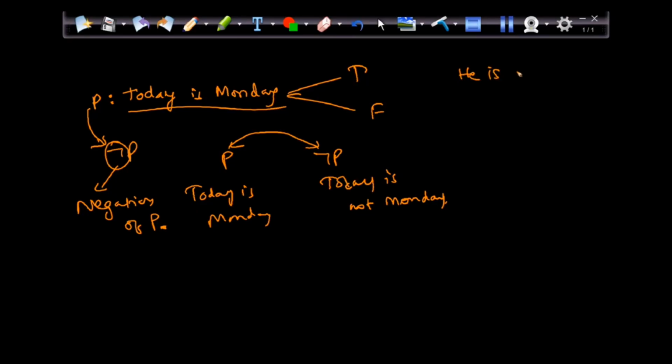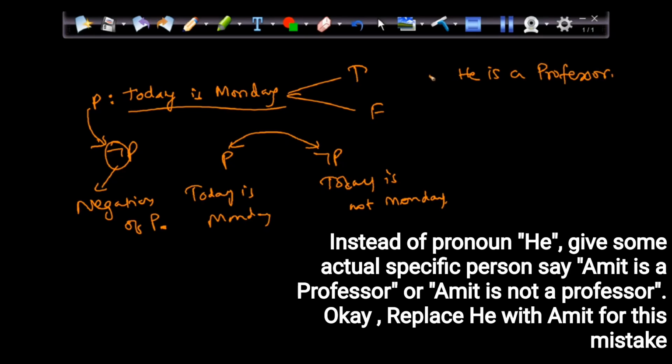Another example: let's suppose I say he is a professor. If this is Q, since I have already taken P, then the opposing fact to this would be that he is not a professor.